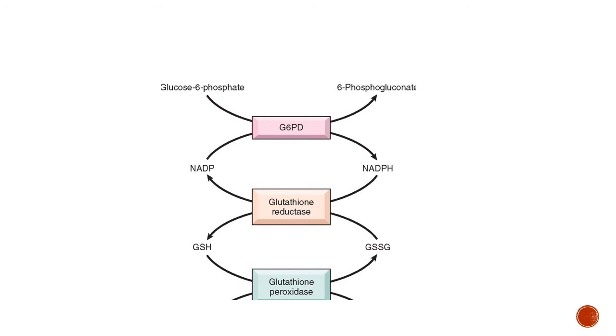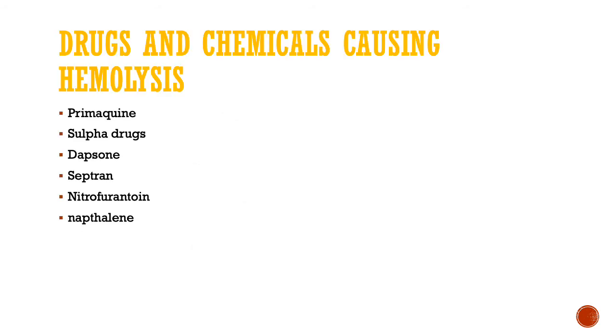The housekeeping enzyme G6PD reduces NADP to NADPH while oxidizing glucose 6-phosphate to 6-phosphogluconate. So they are interrelated. That is how the glutathione is kept in the reduced form, and that is important to break down compounds such as hydrogen peroxide to water. That prevents the oxidative damage to the RBC.